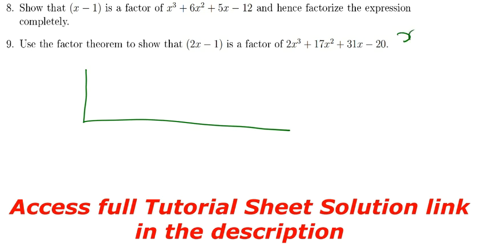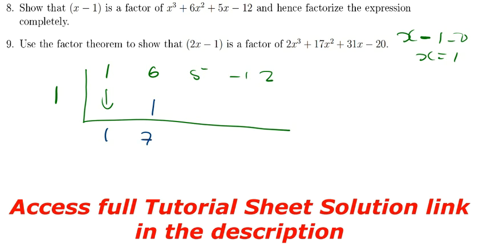I have to get x minus 1 is equal to 0. So x is equal to 1. My factor is 1. So here there will be 1, 6, positive 5, negative 12. Bring this one down. So 1 times 1 is 1. 6 plus 1 is 7. 7 times 1 is 7. Then 5 plus 7 is 12. So 12 times 1 is 12. So negative 12 plus 12 is 0. So this is my remainder.